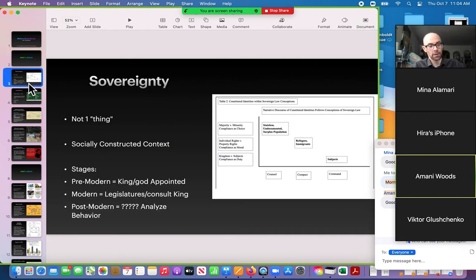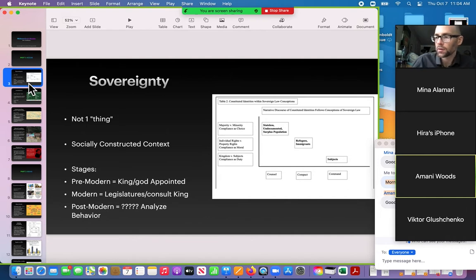So the first word that I think most of you are pretty familiar with by this point is sovereignty. The most important thing to know about this term is that it's not one thing. This is not a situation where you go online and look up one definition and that's the end of it. This is a very contested phrase. It means a lot of different things to a lot of different people. So you have to understand it's a socially constructed context.